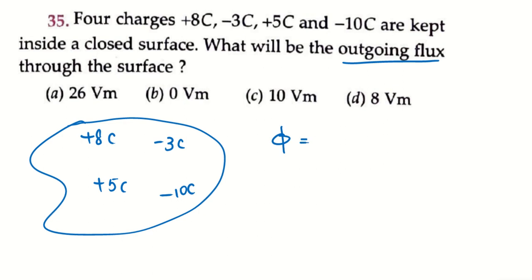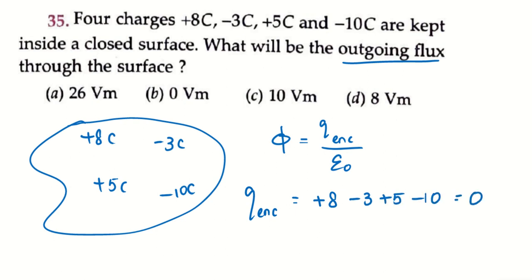To calculate the flux, we use this formula: Q enclosed divided by epsilon naught. Q enclosed is equal to the total charge inside the surface. So it is plus 8 minus 3 plus 5 minus 10, which is equal to 0. So the flux should also be 0. So this is the answer.